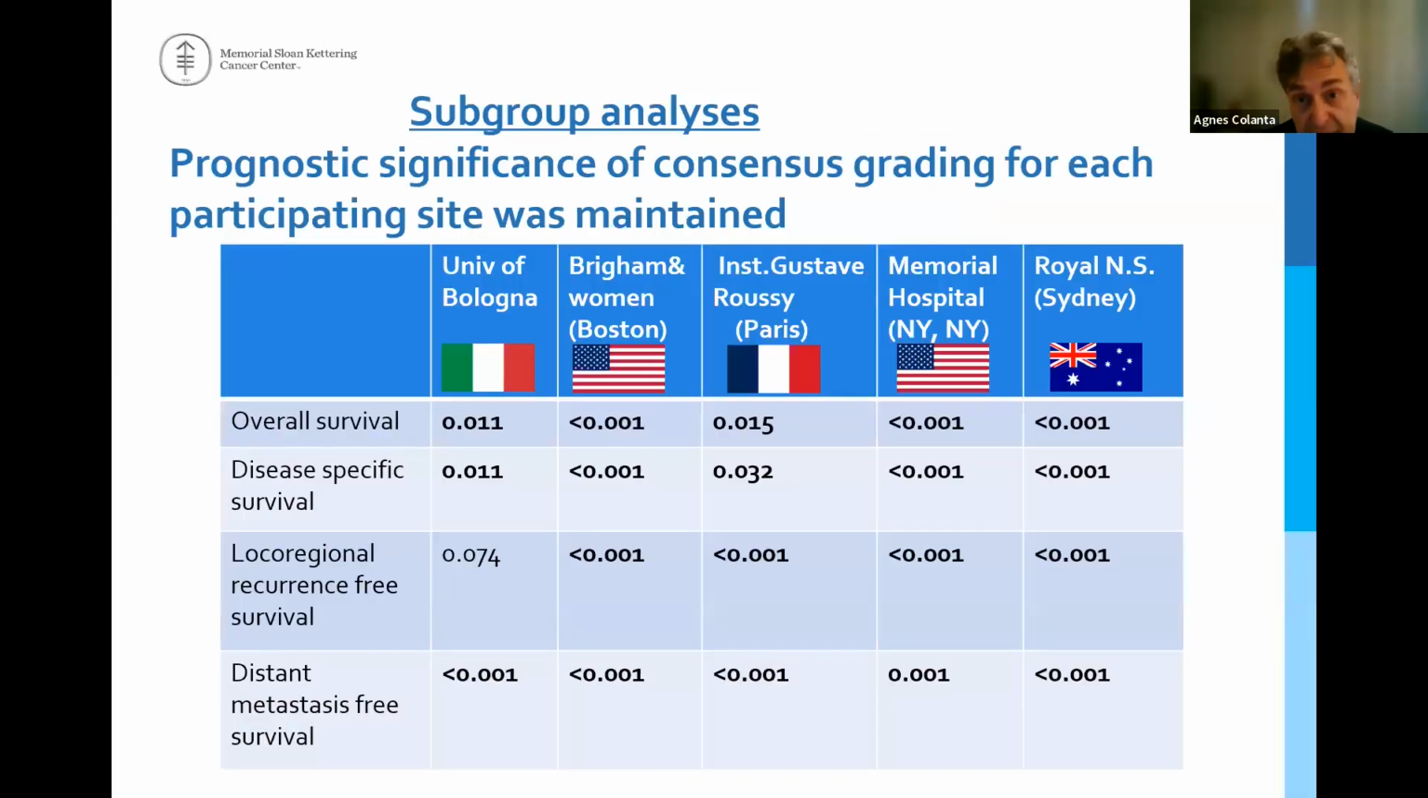The prognostic significance of this consensus grading system was maintained for each participating site in regard to overall, disease-specific, and distant metastasis-free survival. Only for local regional free survival were we not able to reach significance for the Italian cohort.